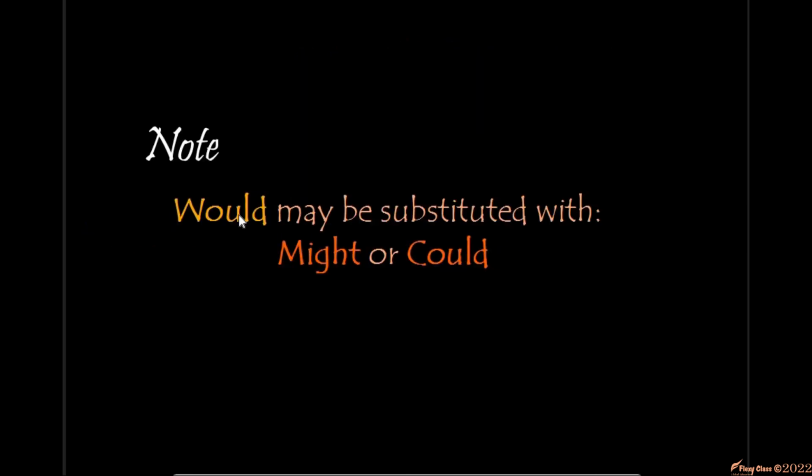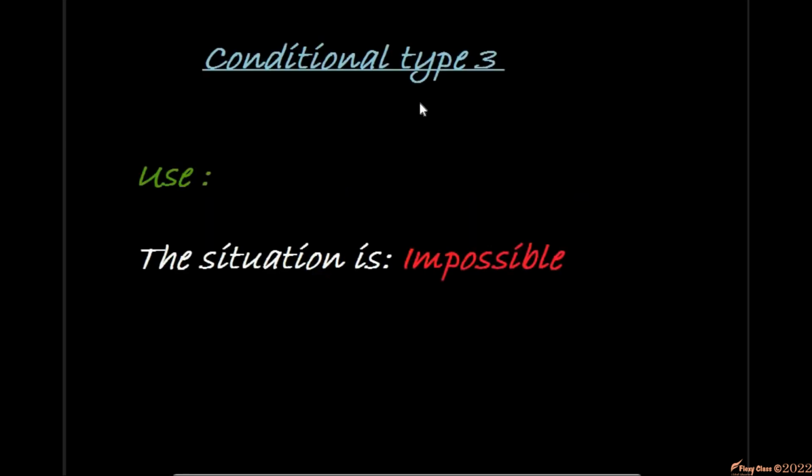Okay, note that would may be substituted with might or could. Donc would ممكن نعوضها might ولا could. It depends on the sentence. Might this is the past and could also the past. فين ما كتكون عندنا would ممكن نعوضها might or could. Let's move on to the third type, the conditional type 3.